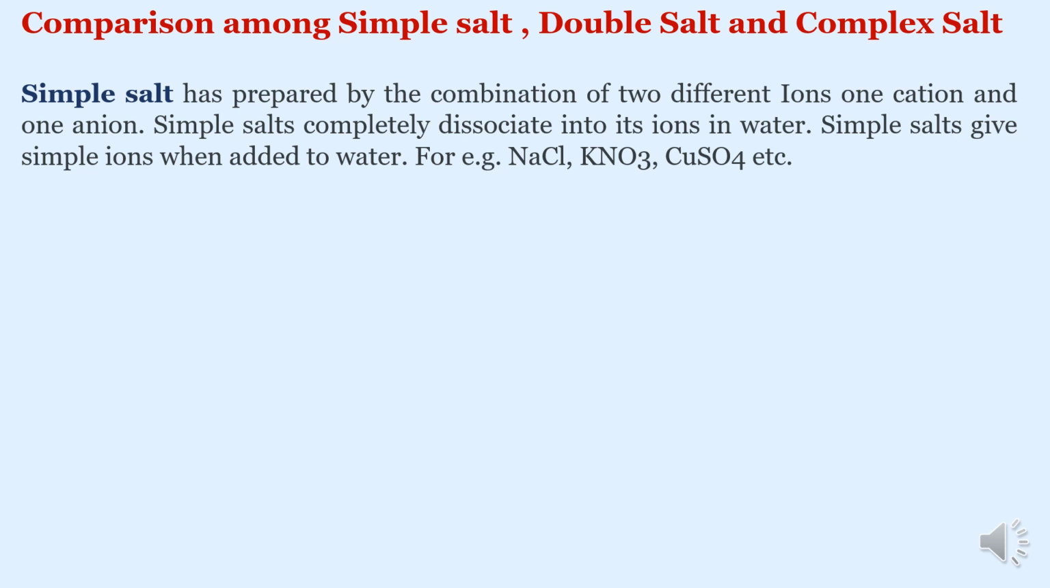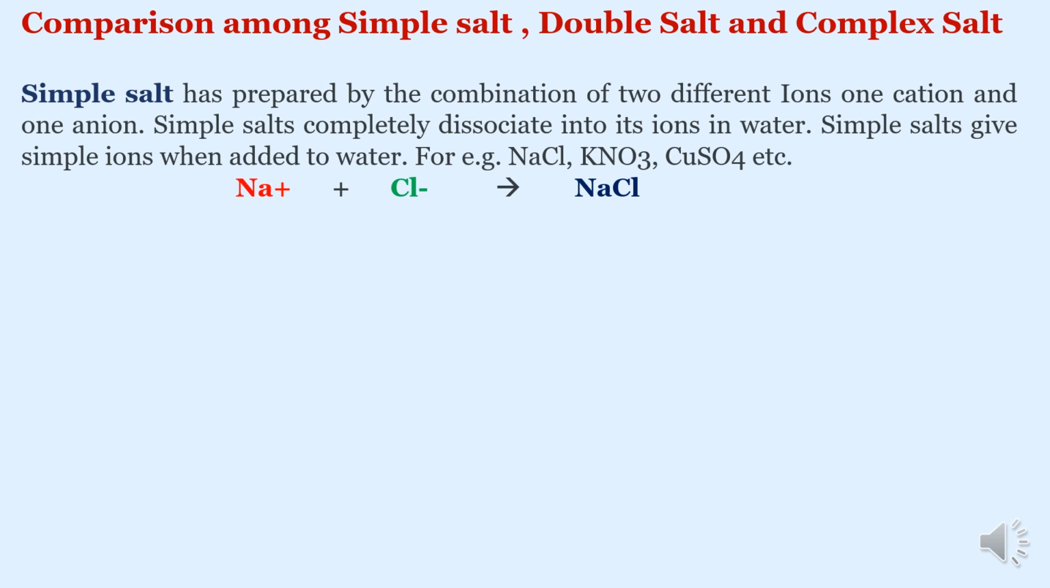Before we start talking about coordination chemistry, we have to know what a salt is, what we mean by salt, and how many types of salt we have. A simple salt is prepared by the combination of two different ions, one cation and one anion. Like this one, we have sodium, which is the cation, and chlorine, which is the anion, combined together to form NaCl salt. This one is a simple salt.